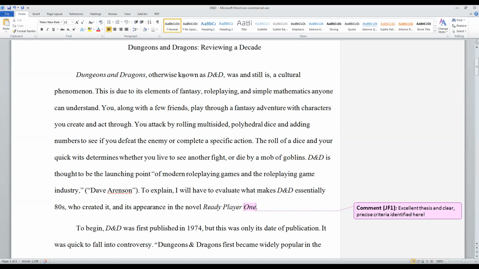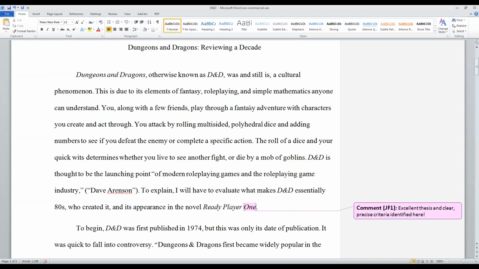And she begins by writing that Dungeons and Dragons, otherwise known as D&D, was and still is a cultural phenomenon. This is due to the elements of fantasy, role-playing, and simple mathematics anyone can understand. You, along with a few friends, play through a fantasy adventure with characters that you create and act through. In other words, those are your avatars.